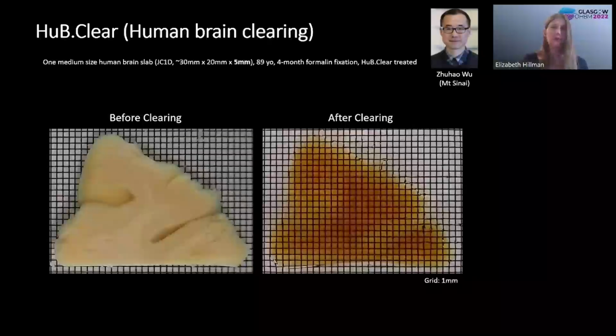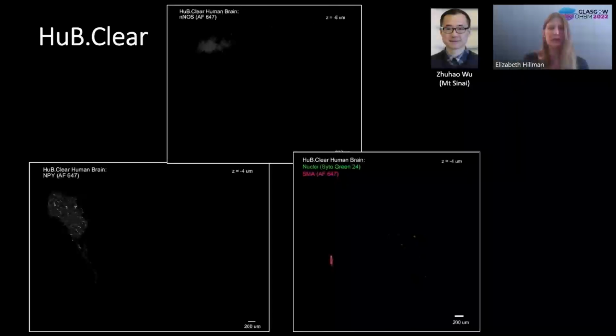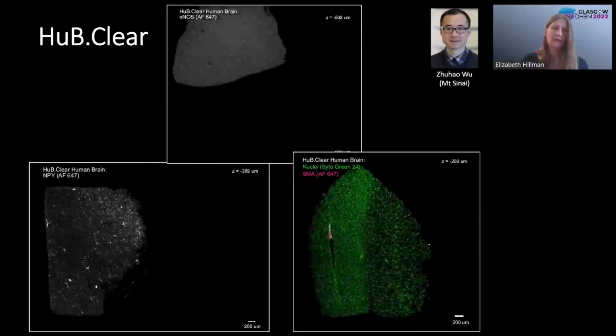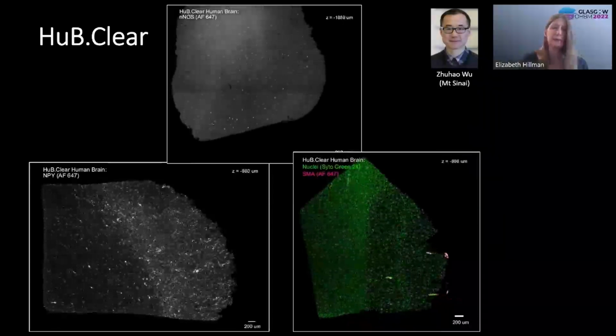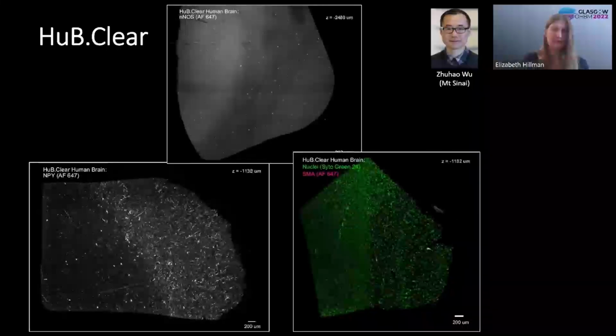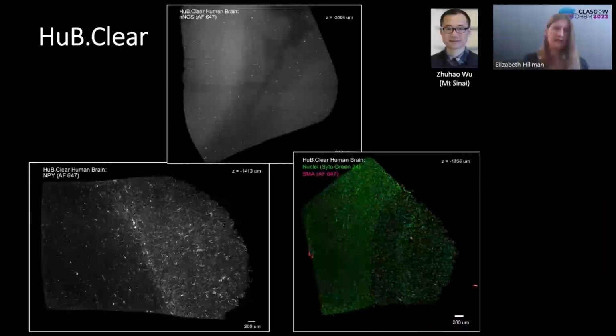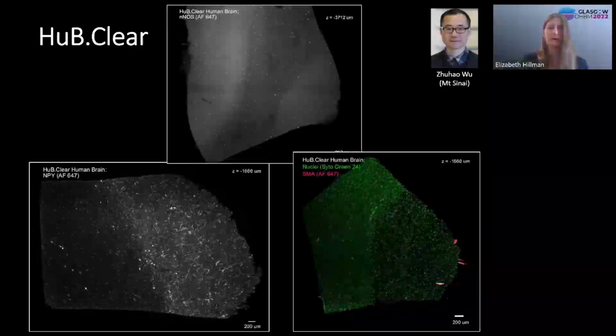Now, you probably just heard from my colleague, Zhu-Hao Wu. He is brilliant at this, and he has developed this hub-clear method, which allows us to take chunks of human brain, basically slices about 5 millimeter thick, and he can convert them into being beautifully transparent, as you can see here on the right. He's also spent a great deal of time looking at different types of antibody staining, so basically doing immunohistochemistry in human brain and screening many, many antibodies to get different types of staining. So down here on the left is NPY, up in the middle here is nitric oxide synthase.